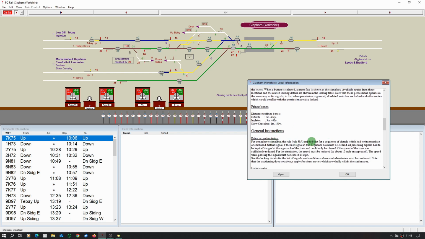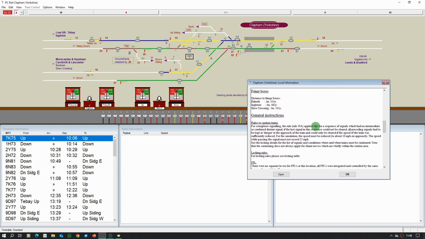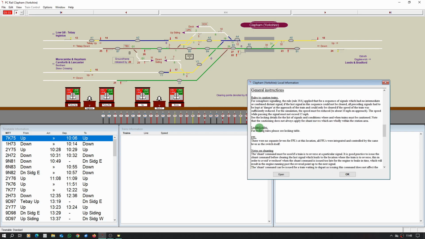Cautioning trains, rule 39A applies. If the signal ahead of another stop signal is at danger, you have to bring it on early to stand at 10 miles an hour approaching, otherwise the driver could pick his speed up and then suddenly face another signal at danger. You've got locking rules. If you want to look in, if you get a signal you can't clear or a point.